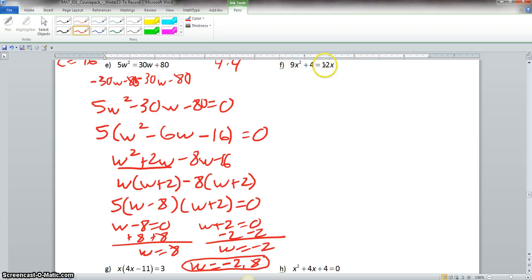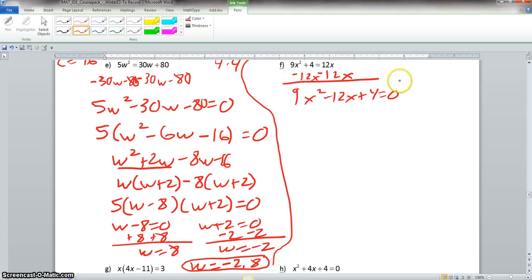Now we go here. We need to move this 12x over here with this 9x squared plus 4. So we'll subtract 12x on both sides. So we add 9x squared minus 12x plus 4 equals 0. Now, we have nothing in common here, and we will list our a, b, and c. Now, our a here is 9, our b is negative 12, and our c is 4.